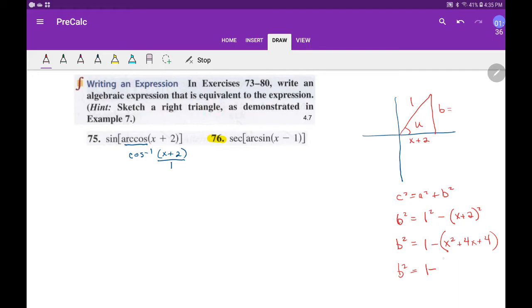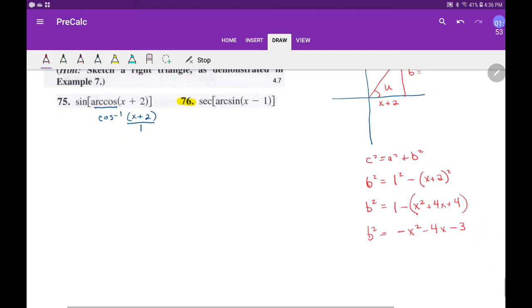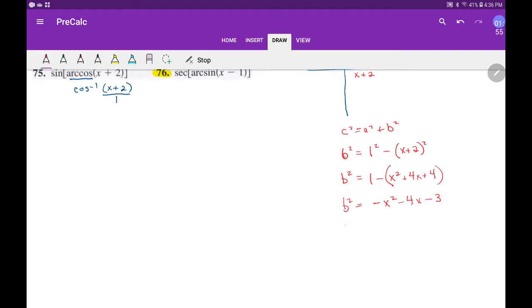Oh, well, can we do it all at once? Let's do it all at once. We'll say negative x squared, and we'll say negative 4x. And then that would have been a negative 4, but there's this plus 1 out in front, so we have negative 3. Alright. So b is the square root of negative x squared, negative 4x, negative 3.